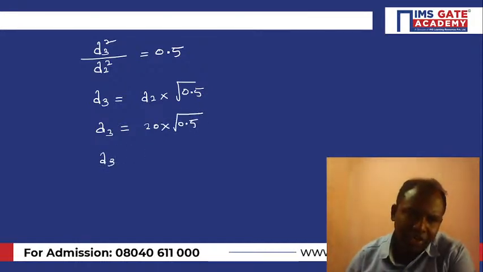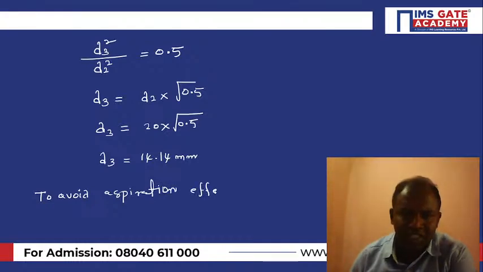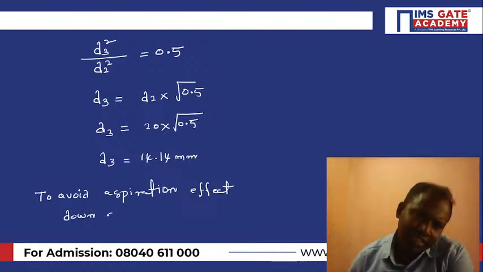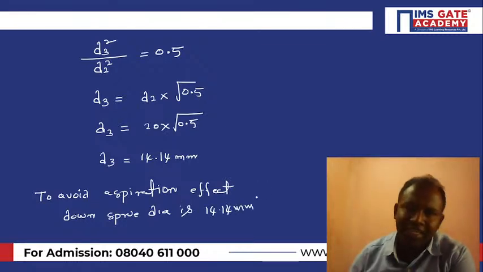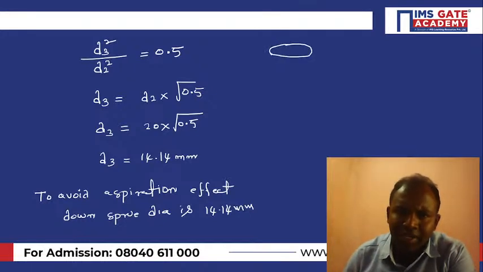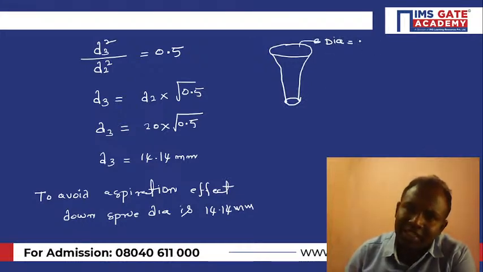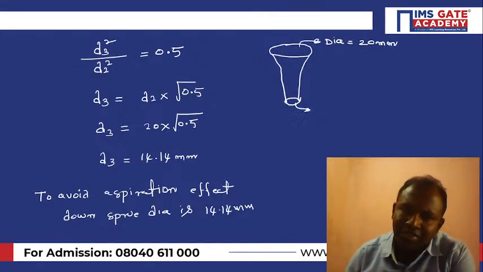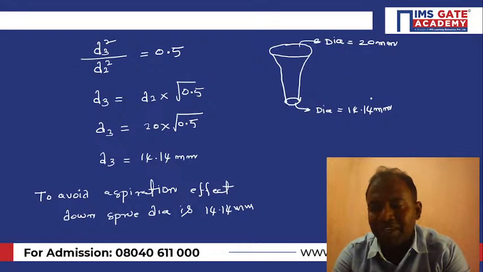If you solve this, you get 14.14 mm. So to avoid the aspiration effect, the down sprue diameter should be 14.14 mm. Now I will give you a small diagram. This will be the sprue. This diameter is 20 mm, and this diameter we have found, the down sprue diameter, is 14.14 mm, so that you avoid the aspiration effect.